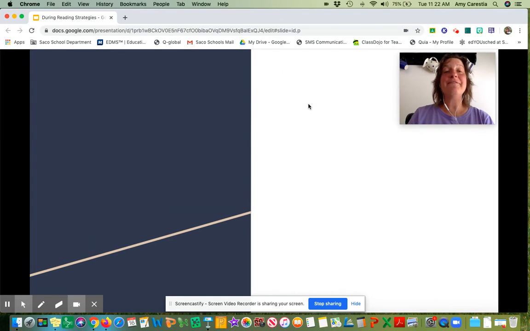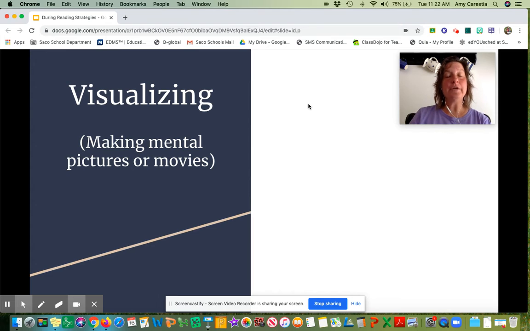So the first one is a fun one, especially if you're creative and you like to draw or you're even into movies. So the during reading strategy visualizing is when you make mental pictures or movies while you're reading text. And this can work for both literature and informational text. If you're reading an article on sea turtles, then you can still make mental pictures, images, or even a movie in your head of what you're reading.